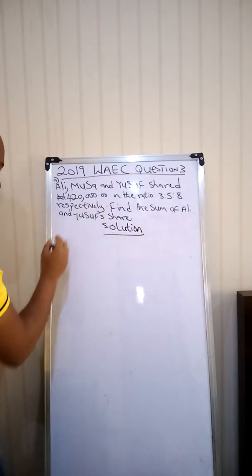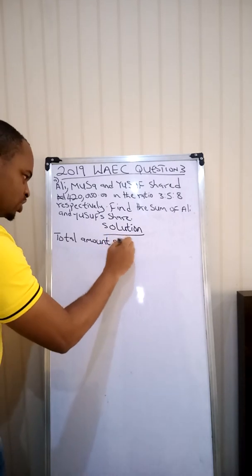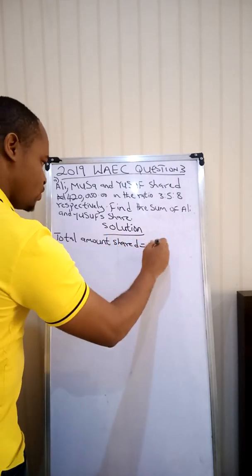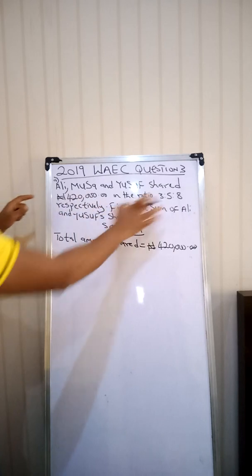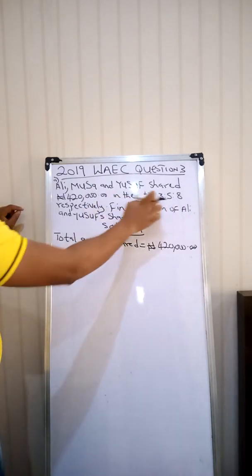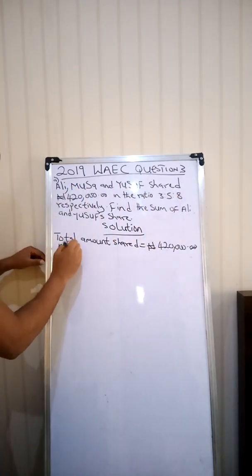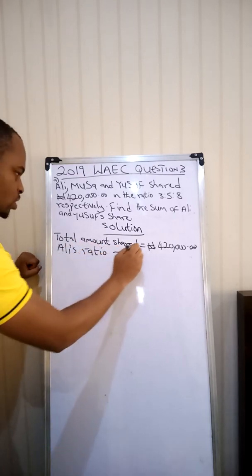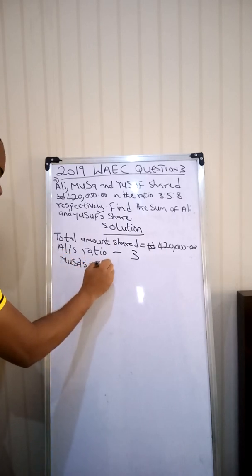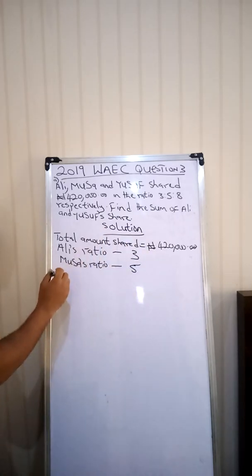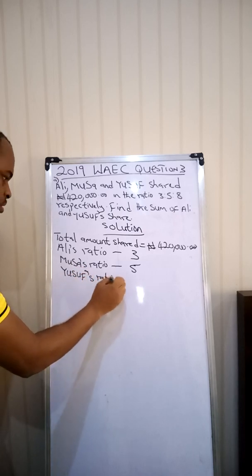Solution. Total amount shared is equal to 420,000 naira. Now, because of this word respectively, the first ratio represents the first name, the second represents the second name, and the third represents the third name. So Ali's ratio is 3. The next person is Musa. Musa's ratio is 5. And then we have Yusuf. Yusuf's ratio is 8.